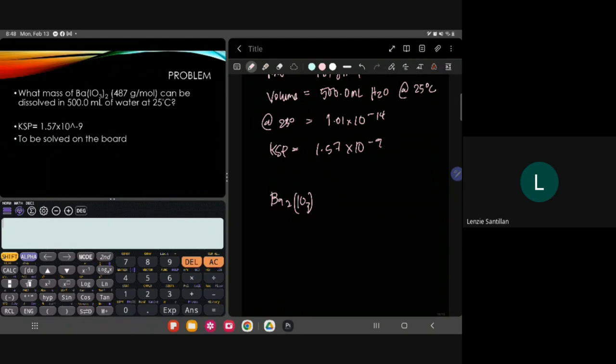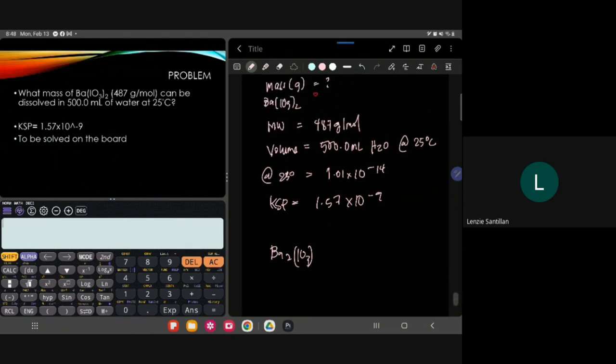So, from the given, meron tayong grams, wala. Okay. Molecular weight meron, volume meron. So from this one, kaya natin mag-deduct ng ano dyan? Molarity. Molarity nino? Ni barium iodate. The problem is, wala tayong value for your mass kasi yun yung hinahanap niya. Okay? So wala tayong value for barium iodate.